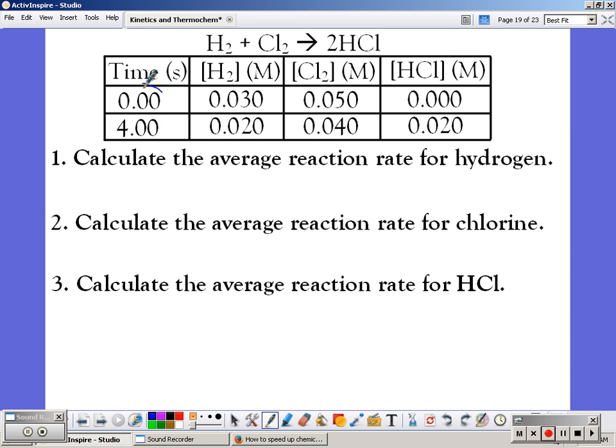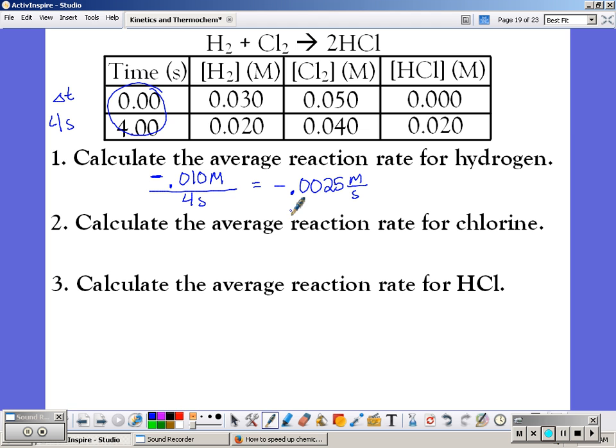Well, if we look at our change in time, the change in time is the same for all of our substances. The change is going to be 4 seconds because we started at 0 and we're stopping at 4. So if I want to look at my hydrogen, I'm going from 0.03 to 0.02. So I'm decreasing by 0.01. And since I'm decreasing the concentration, it would be a negative change. So then divided by 4 seconds gives me a rate of negative 0.0025 molar over seconds. Again, it's negative because the hydrogen is disappearing as a reactant.